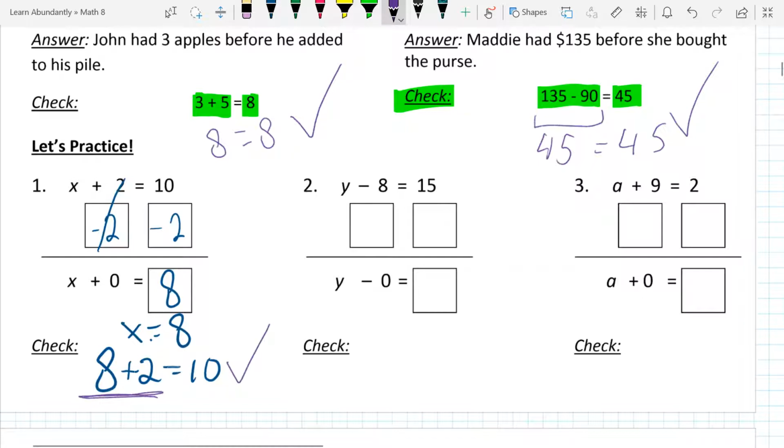Let's look at the second one. The second one is y minus 8 equals 15. So if I want to isolate the variable, if I want to get the y by itself, I need to get rid of the minus 8. I do that by doing the inverse operation. So I'm going to add 8 to both sides.